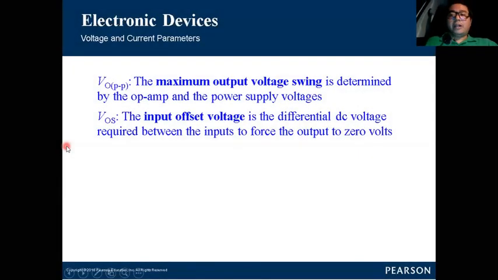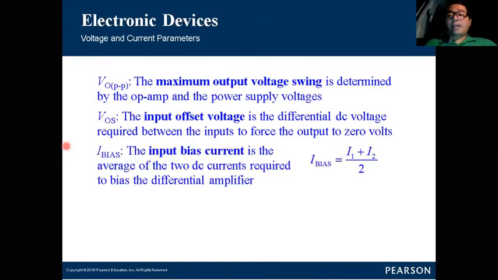Ang susunod na parameter ng ating op-amp ay yung tinatawag natin na input bias current. Ano ba tong input bias current na to? Ang input bias current, ito yung kuryente na kinakailangan ng ating operational amplifier para ito ay gumana ng maayos. So, meron tayong range ng kuryente na dapat pumasok sa ating inputs para ito ay mag-amplify if it is used as an amplifier or para ito ay mag-compare ng dalawang signal voltages if it is used as a comparator.